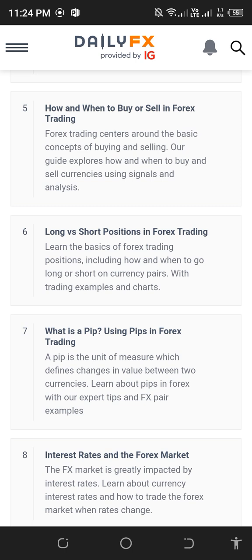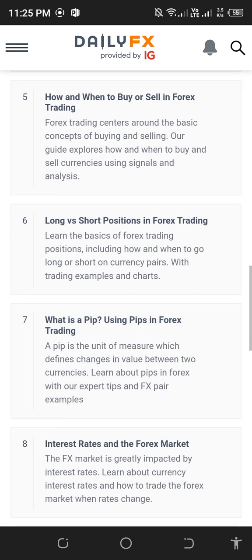Next point, point 6 is long versus short positions in Forex trading. Learn the basics of Forex trading positions, including how and when to go long or short on a currency pair, with trading examples and charts.